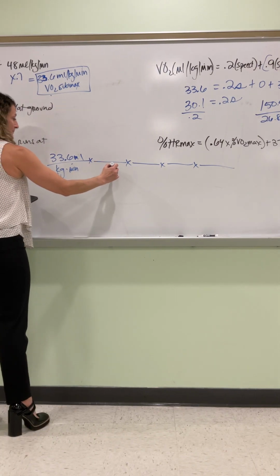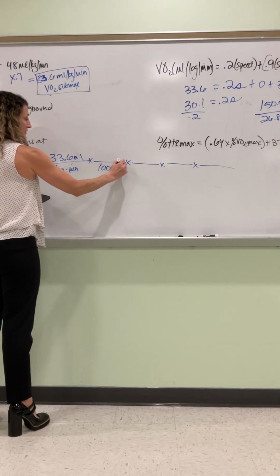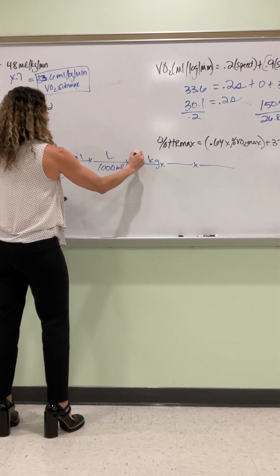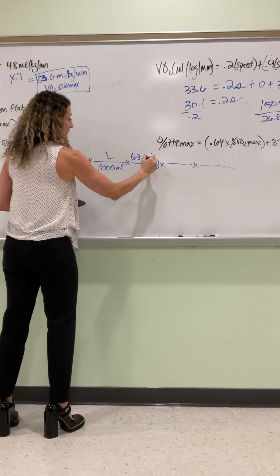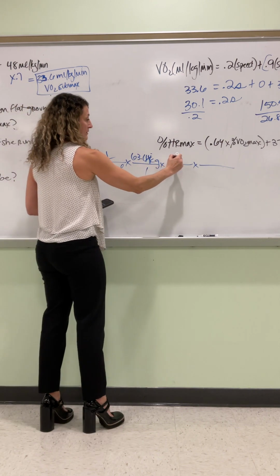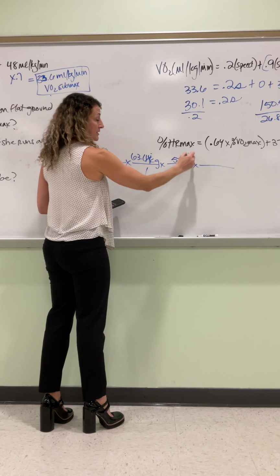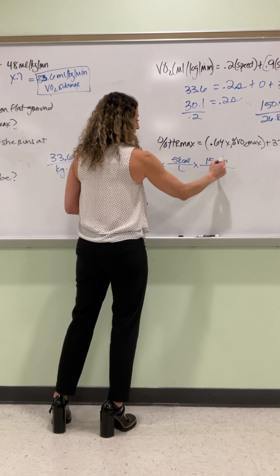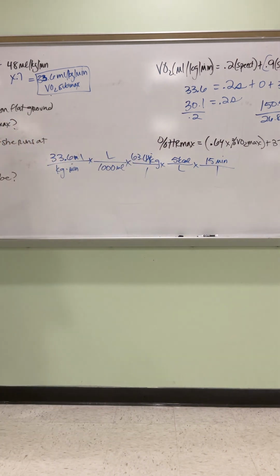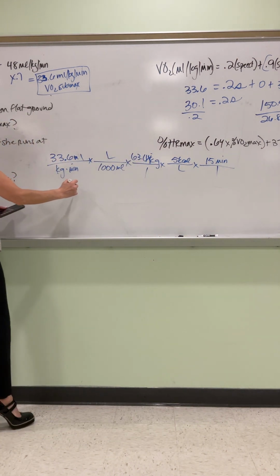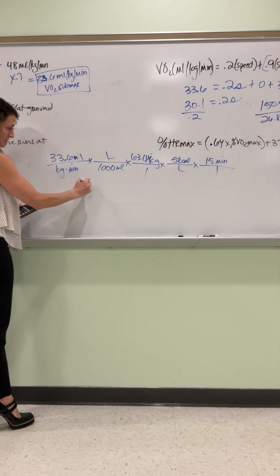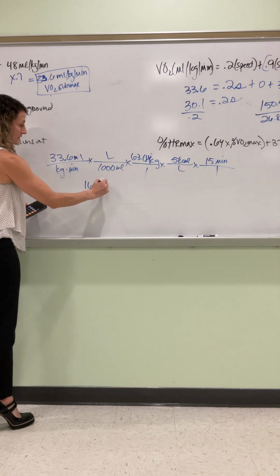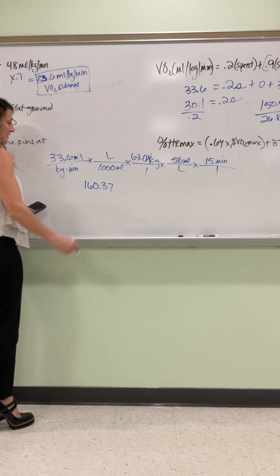So what do I do? Kilograms go here, 63.64. What goes here? 5 kilocalories per liter. I'll be looking for this unit. And 15 minutes. All right, plug all that into your calculator. What do you get? 160.37. Okay, what's the unit?